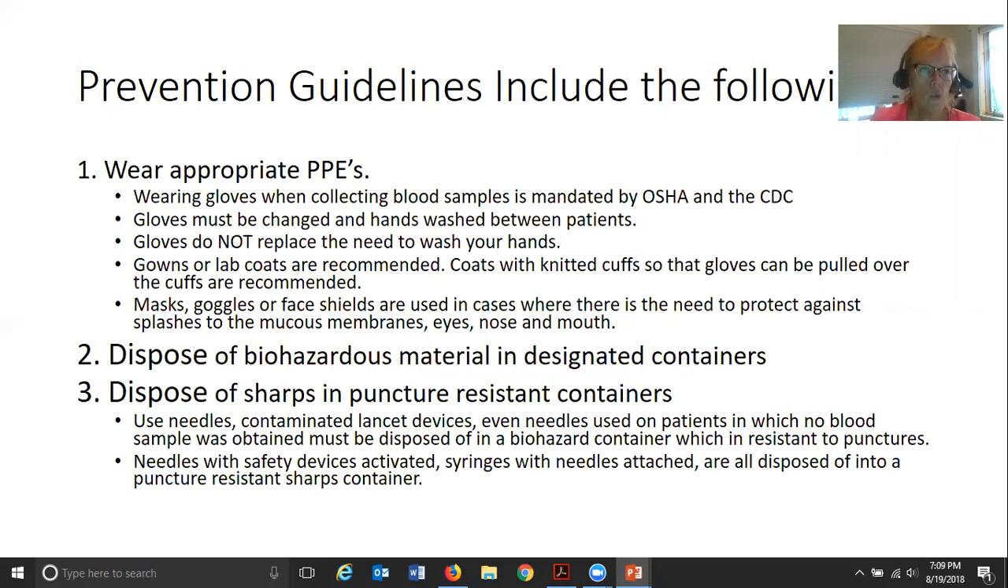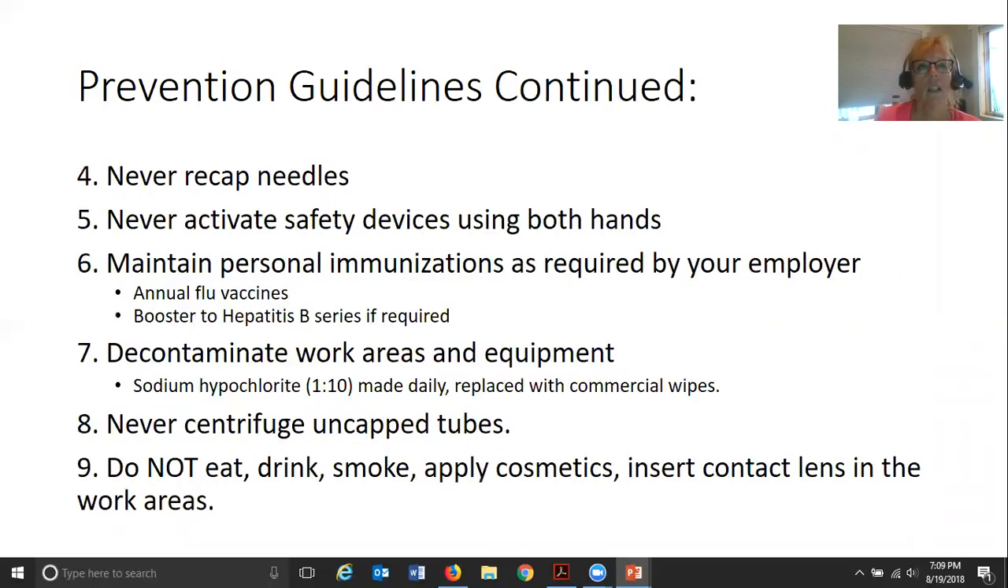So even if you go to draw a patient and you don't get any blood out, that's still considered a contaminated needle and has to be placed in the biohazard container. All needles are to have safety devices activated prior to placing in the biohazard container or as soon as they're withdrawn from the arm. And they still go in the container. We never ever recap needles.